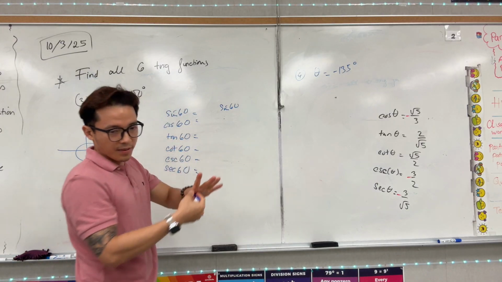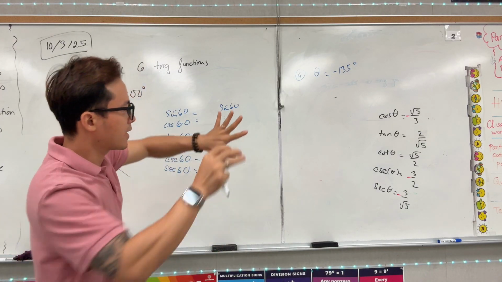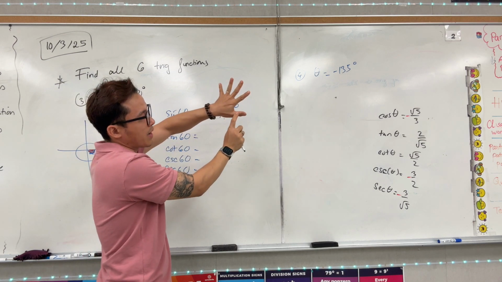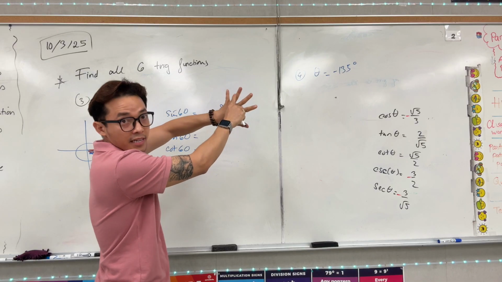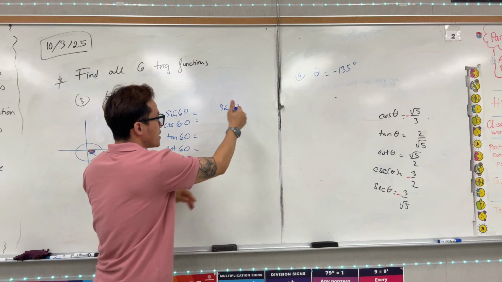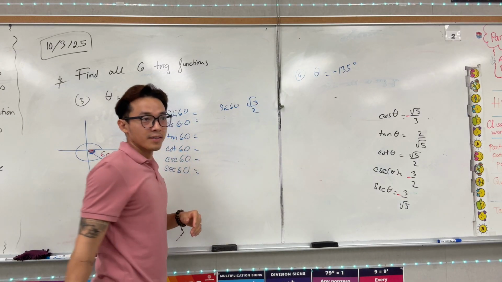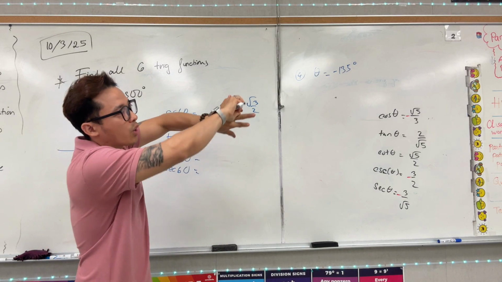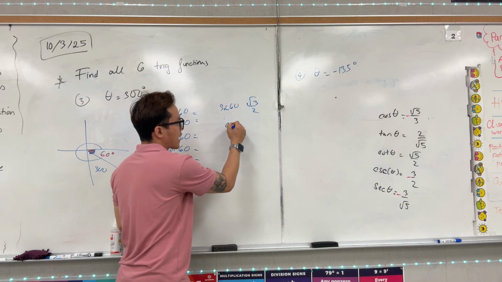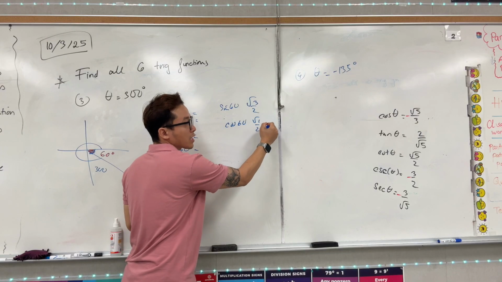So using this one, sine is 60 here, right? So 0, 30, 45, 60. Cover the 60. How many fingers do you have left here? 3. That means square root of 3 over 2. And for the cosine, how many fingers on the top? 1. So cosine 60 is square root of 1 over 2. That means just 1 over 2.